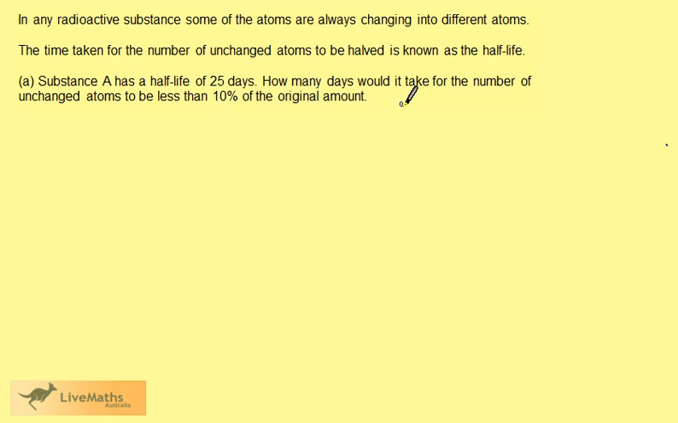How many days would it take for the number of unchanged atoms to be less than 10% of the original amount? Let's say that n is the number of unchanged atoms. That will be equal to an initial amount of unchanged atoms, which we'll call P, times 0.5 to the n, where n is the number of half-lives.